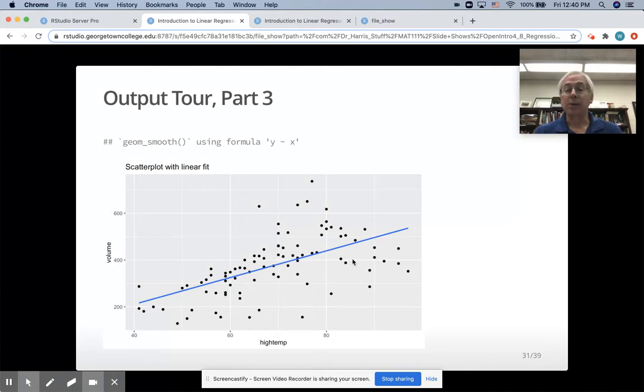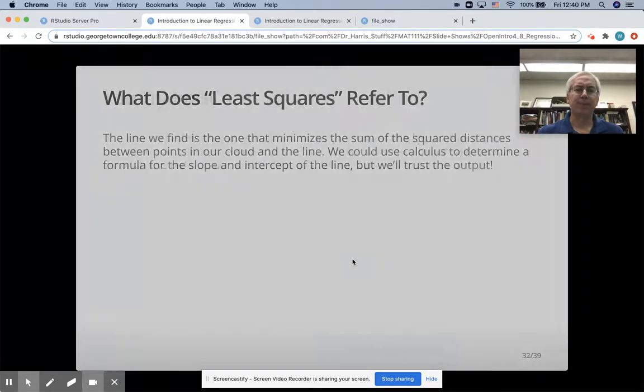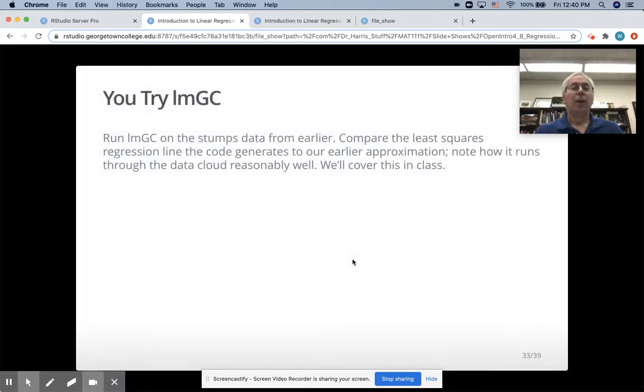You can use calculus to find this. We're not going to try to do that in this course, but it basically is a calculus problem, something that you could see in say, a Calculus 2 or Calculus 3 course. But what it does is, as I said, minimizing the sum of the squares of these vertical distances. So I'd like you to run LMGC on the stumps data and see how the output that you get from it in terms of correlation and the regression line compares to what our approximation was. We will do this in class, but I want you to try it yourself too here.